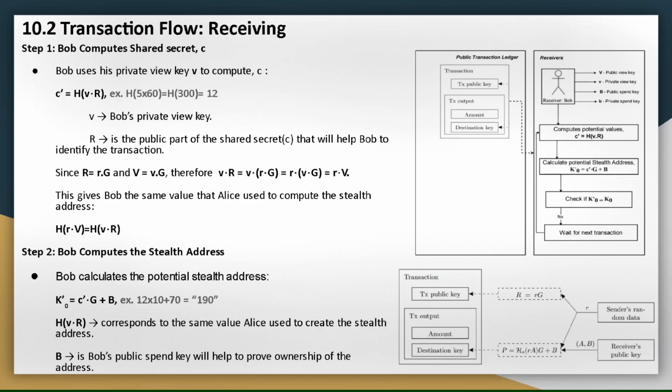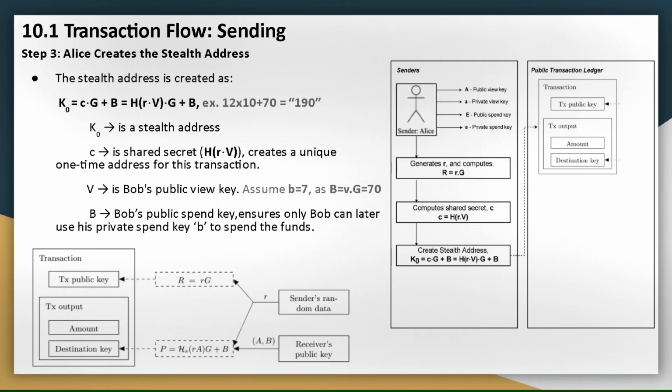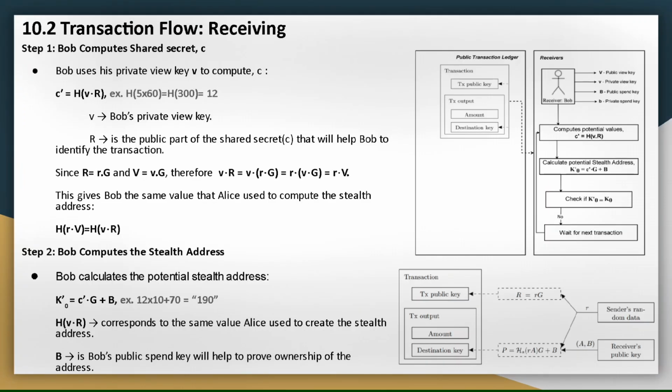Now Alice and Bob both have the shared secret key. Now Bob needs to calculate the stealth address, so that he will get to know this transaction is meant for him and then be able to spend it further. So Bob will calculate a potential stealth address value, K dash 0. He has the shared secret key, hash of C dash, which will be multiplied with G plus his public spend key. So that is 12 into 10 plus 70. Alice did the same, and these are all values available to Bob as well. So 12 into 10 plus 70 is 190.